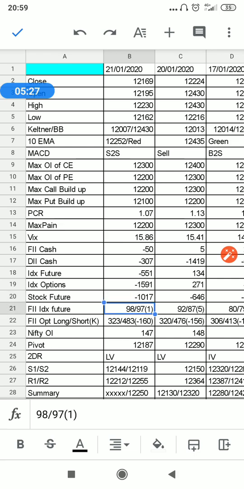And now this is index futures by FIIs. This is 98,000 long and 97,000 short. So in total they are long only 1000, which is very little. So they are not long, they are not hugely long.